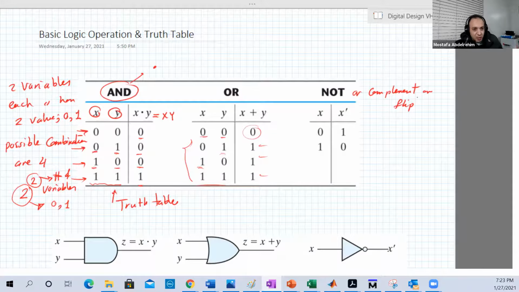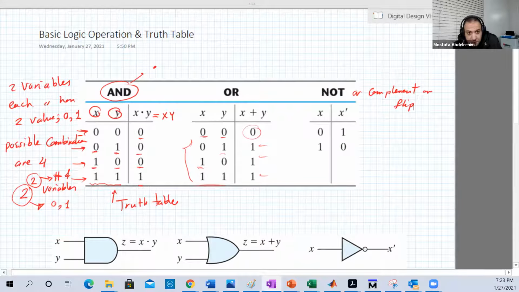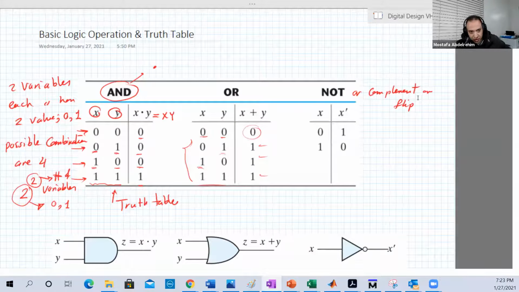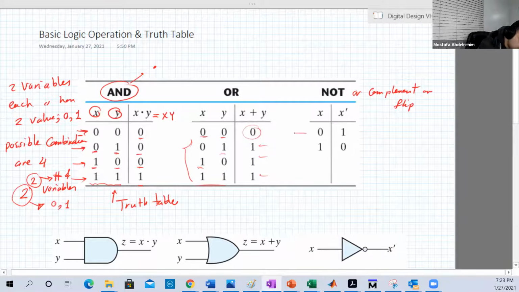If you have in the input 0, it will negate it. It will make it 1. It will complement it. It will make it 1. It will flip it. It will make it 1. If it is 1 at the input, it will again negate, flip, invert, or complement, and make it 0. 0, we have 1. 1, we have 0.